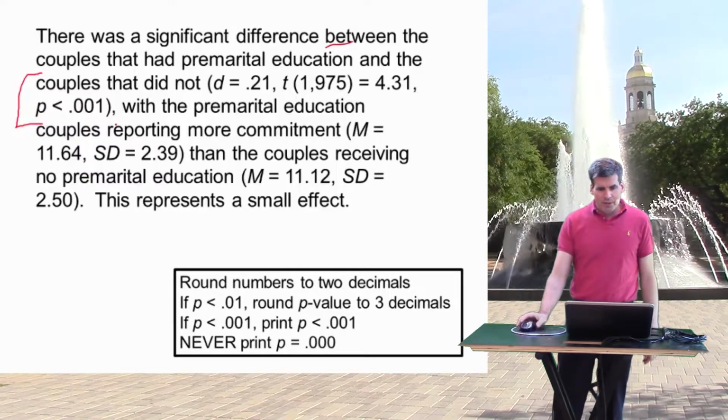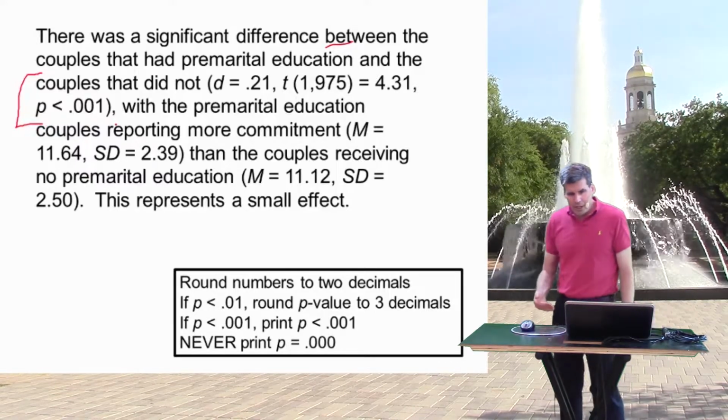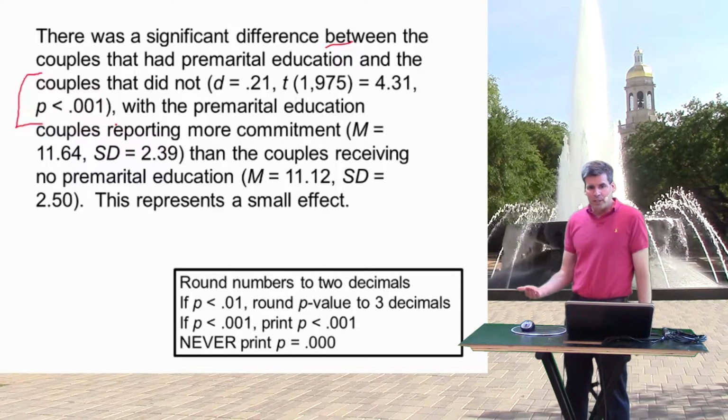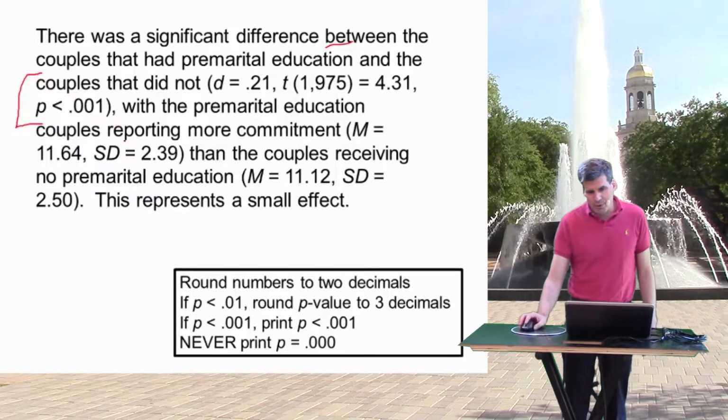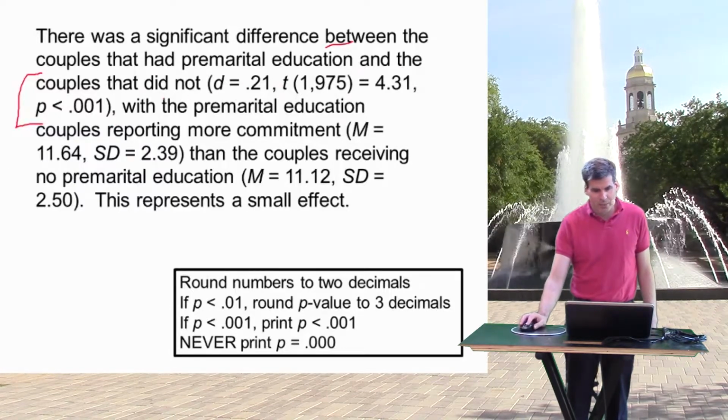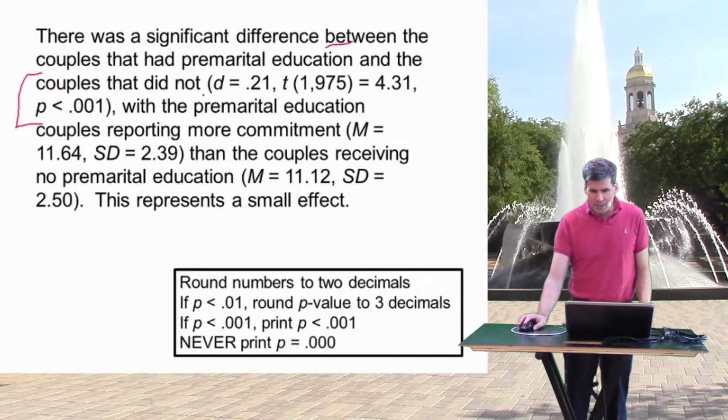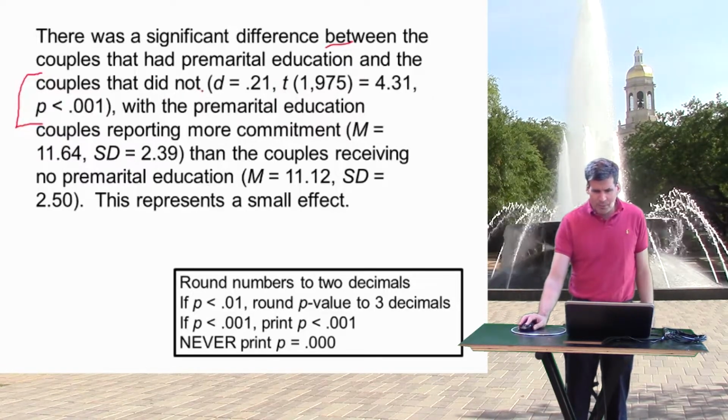The next thing I want to do is clarify what the outcome variable is. If you wanted to, we could have put that up earlier. We could have said there was a significant difference between the couples that had premarital education and the couples that did not in their levels of commitment. We could have worded it something like that. That gets a bit wordy, but we could have put it up there.